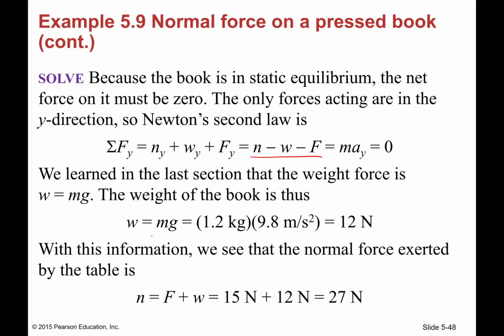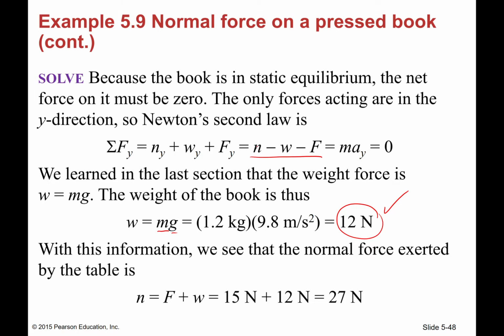So then I can find the normal force from here. First I need to find the weight. Remember, the weight is mass times gravity, 1.2 times 9.8. That gives me 12 newtons. That is the force from the earth on the book. That is the gravitational pull.